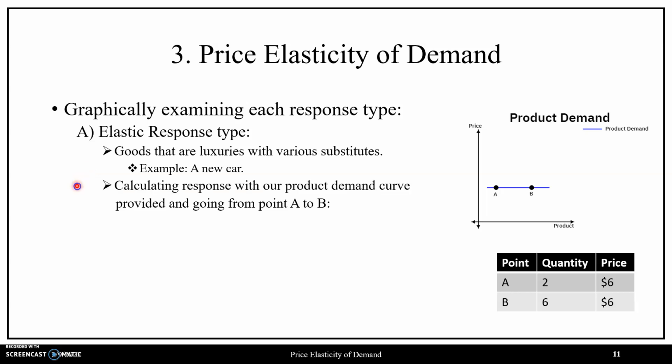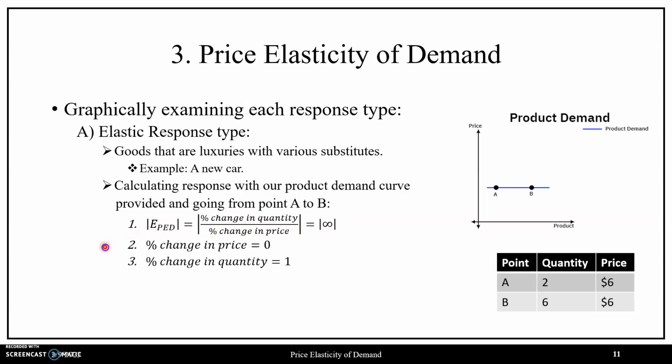And in terms of calculating the response type, we're going to turn to our product demand curve as well as our schedule and consider points going from A to B. That is going from A to B, left to right, and we see that quantity is going to go from 2 to 6, and that our price point is going to stay from $6 to $6. So in terms of our price elasticity of demand in absolute value, we're going to see that our value is equal to infinity, and this is going to be due to the percentage change in price equaling 0, and the percentage change in quantity equaling 1, such that when we have 1 divided by 0, our value is going to be infinity in absolute value.